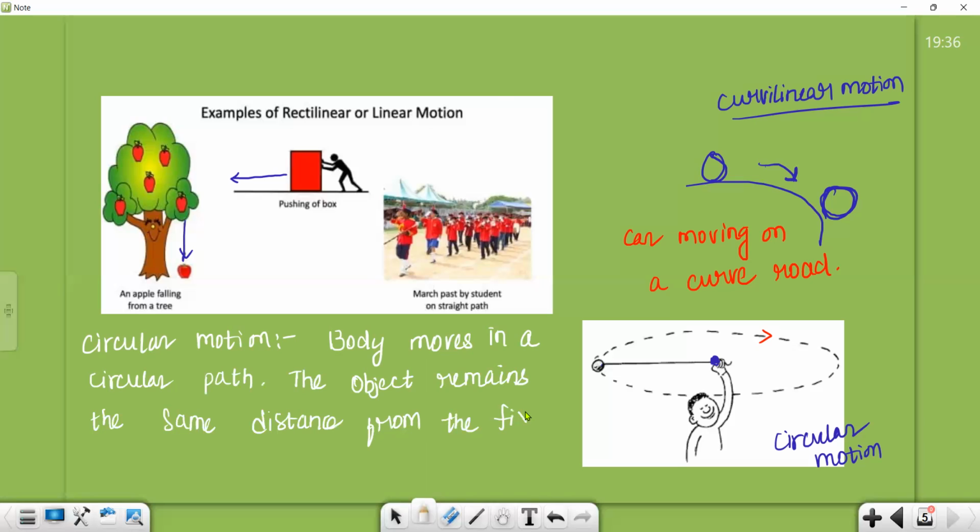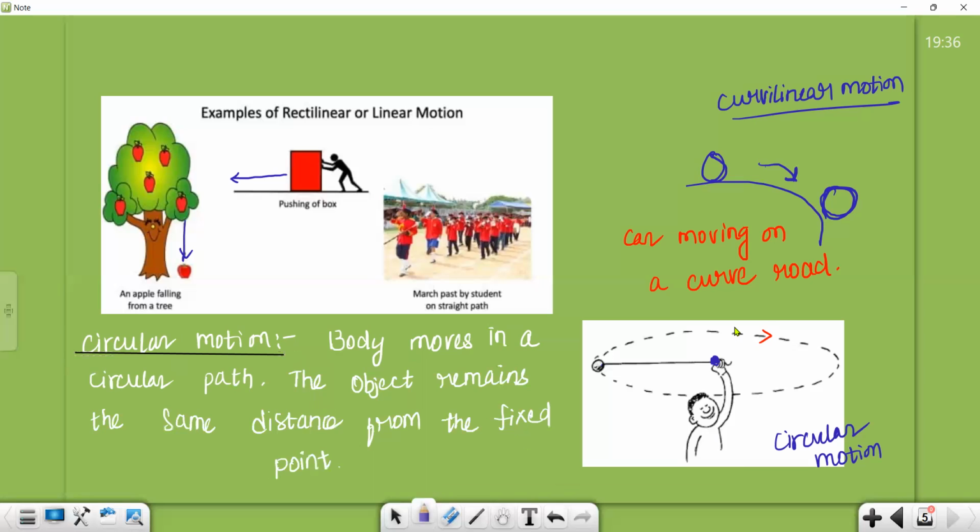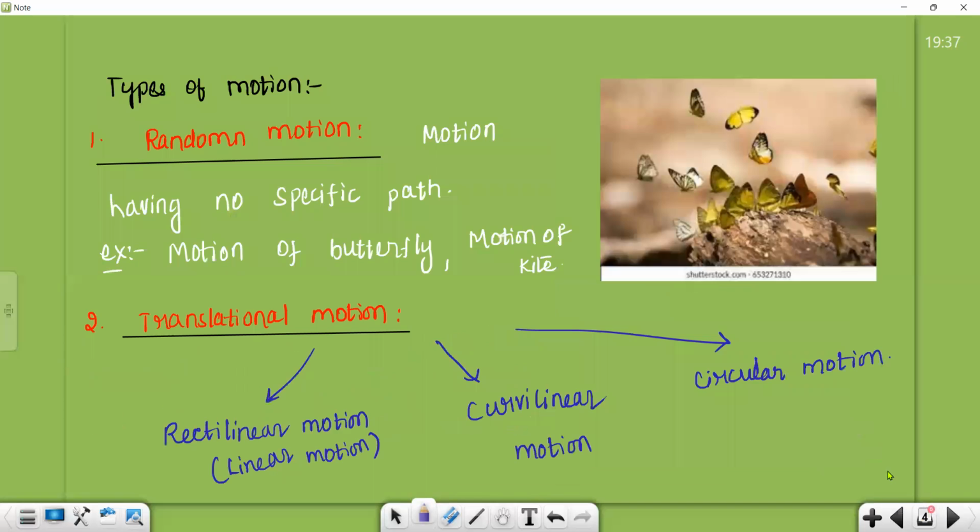Sorry, I can't hear you. So clear with circular motion, students? I can hear the remaining students' voices except you. You can type your message in the chat box. You just text. Okay, ma'am. So circular motion is when the object moves in a circle.